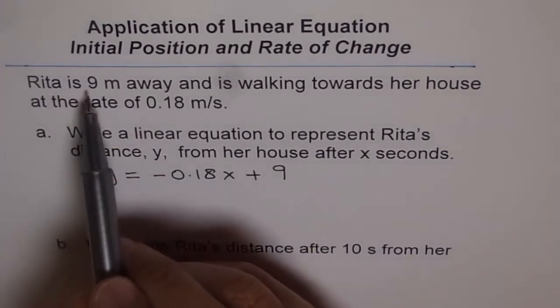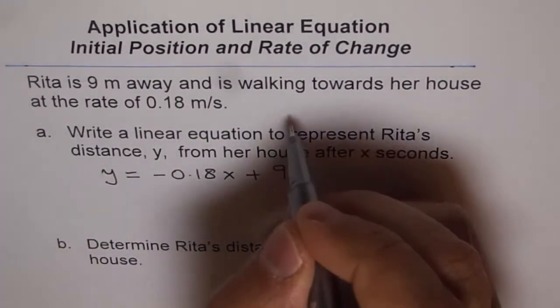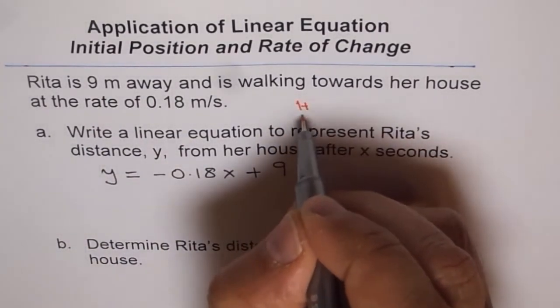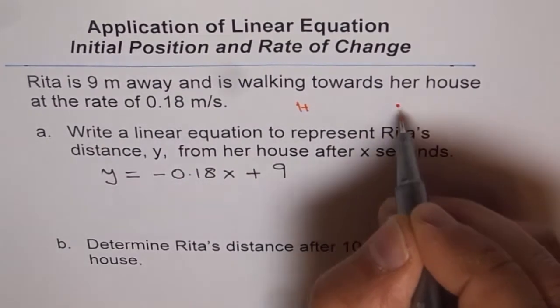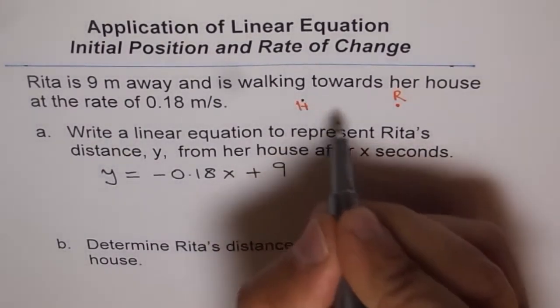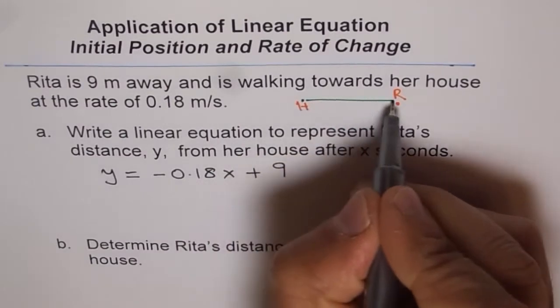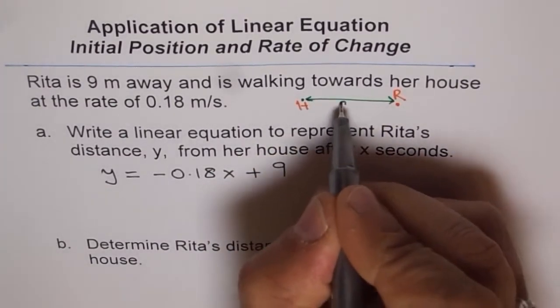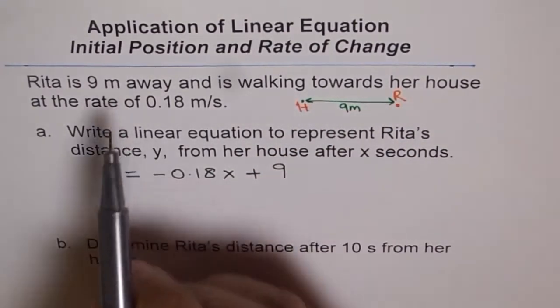So Rita is 9 meters away. Let's say that is the house, right? And Rita is here. Let's say this is R, Rita. So Rita is 9 meters away. So initially, Rita is 9 meters away. So this distance is 9 meters, correct?